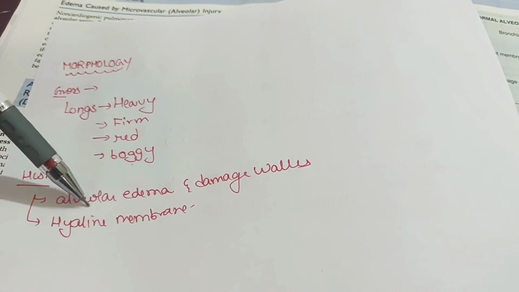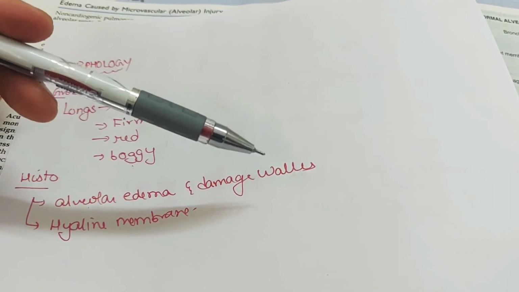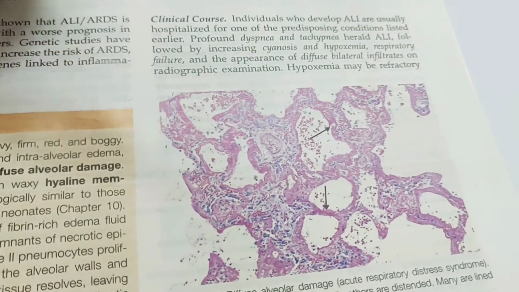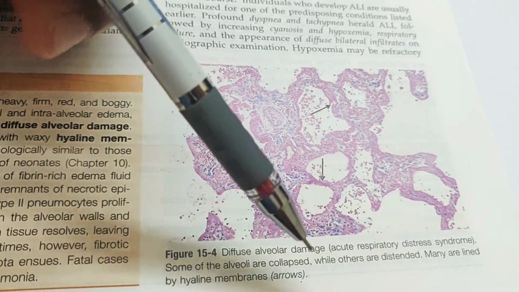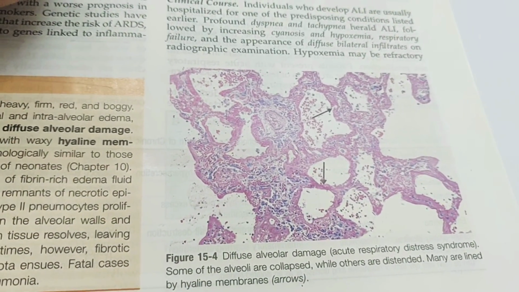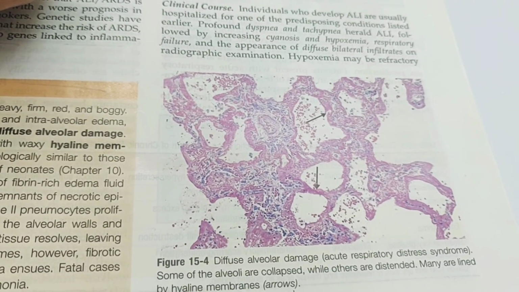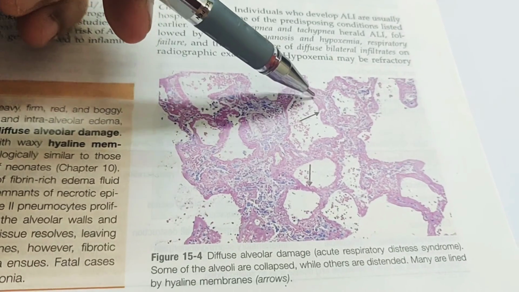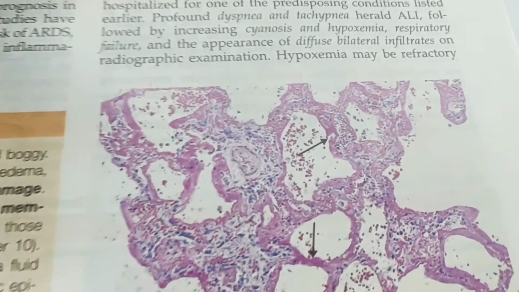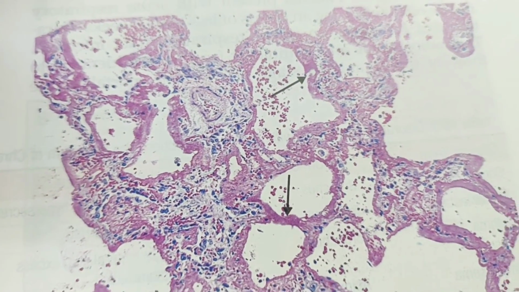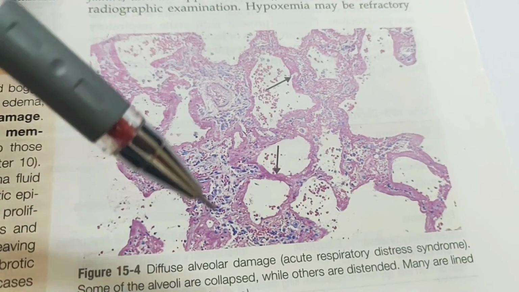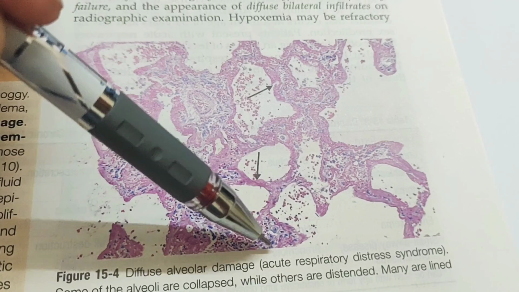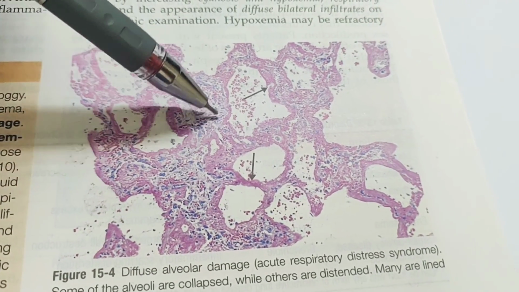Next, coming to the morphology, grossly we can see heavy, firm, red and boggy lungs, and on histology we can see alveolar edema and damage to the walls, and we can observe the hyaline membrane. You can see here the diffuse alveolar damage in acute respiratory distress syndrome. These are the hyaline membranes, shown by the arrow. These are the infiltrates of the macrophages and the neutrophils.